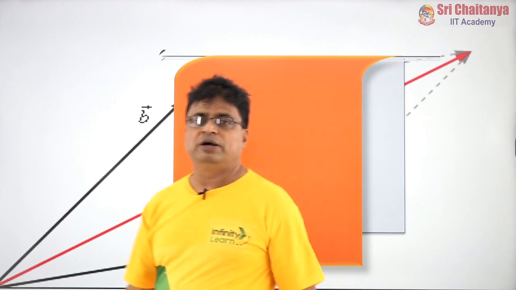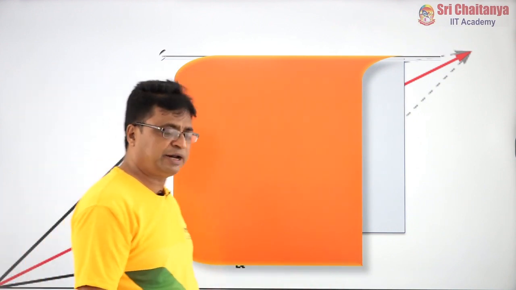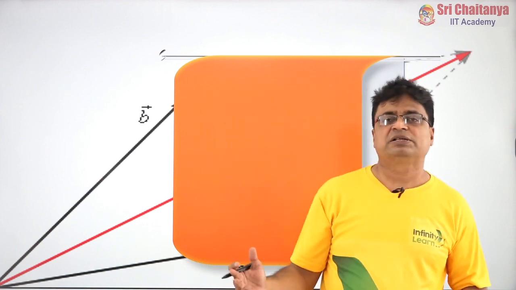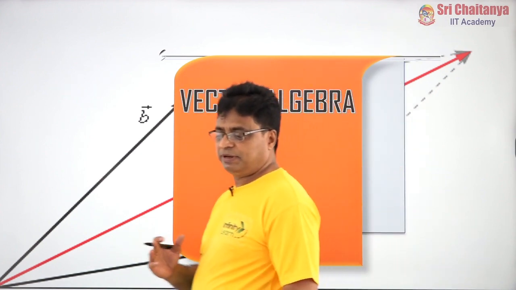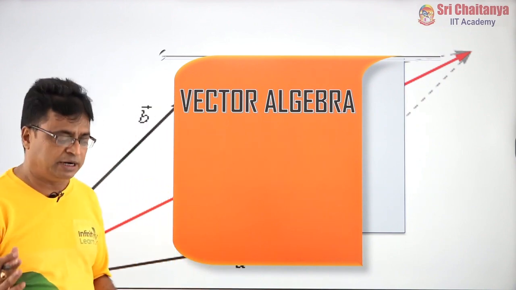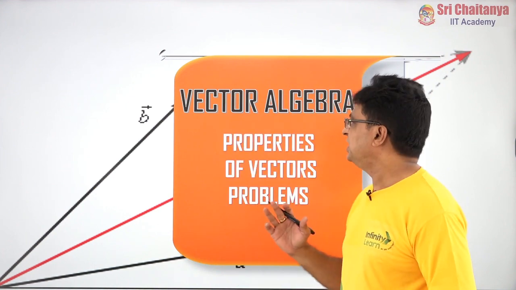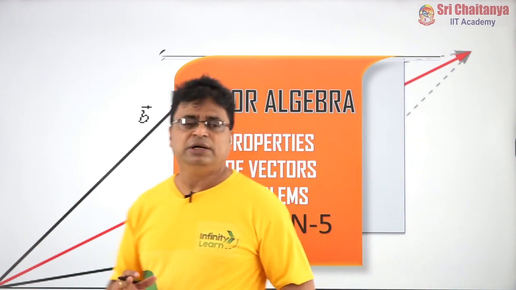So far, we have successfully completed 4 lessons in vector algebra. Already I mentioned, immediately after complex numbers, we have started the vector algebra because there are some interlinked concepts between vector algebra and complex numbers. These two chapters are very, very important, especially for JEE Mains and Advanced examinations.